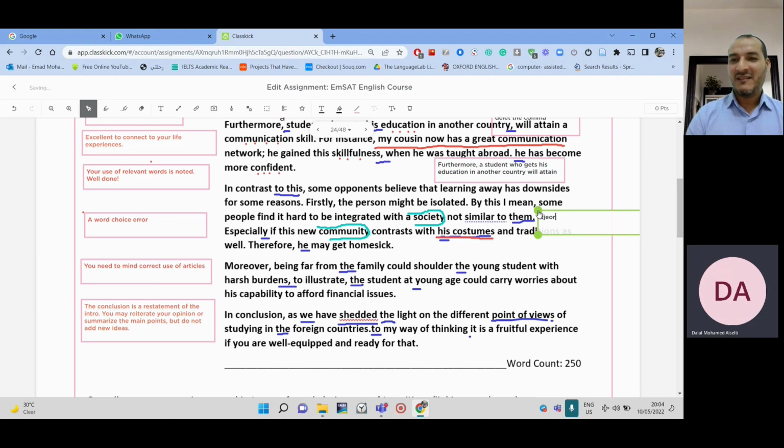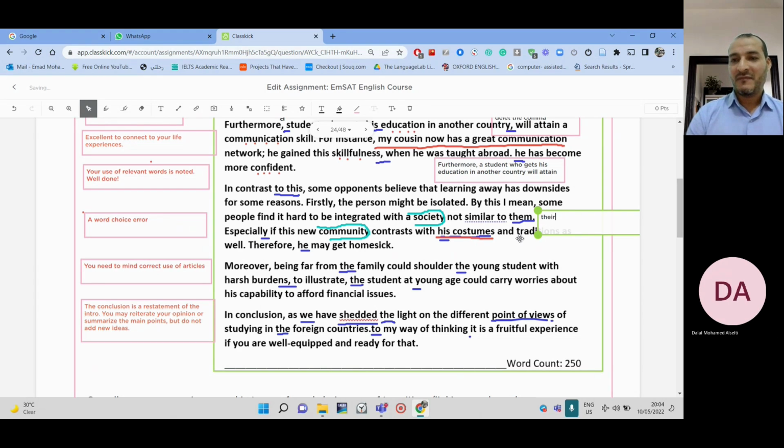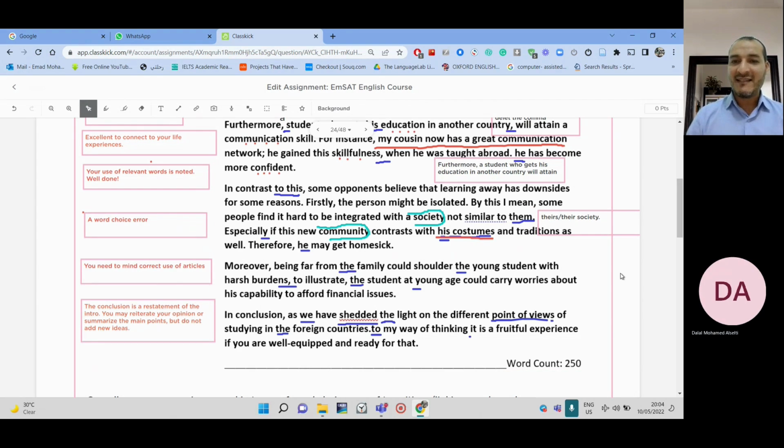So how to fix this? You just write a society not similar to theirs, or a society that is not similar to theirs, I mean their society, like a possessive pronoun, or not similar to their society. That's great. Makes sense. Does it make sense? It makes sense. Yeah, it makes sense in a way. Especially, is this an adverb? You write a comma.